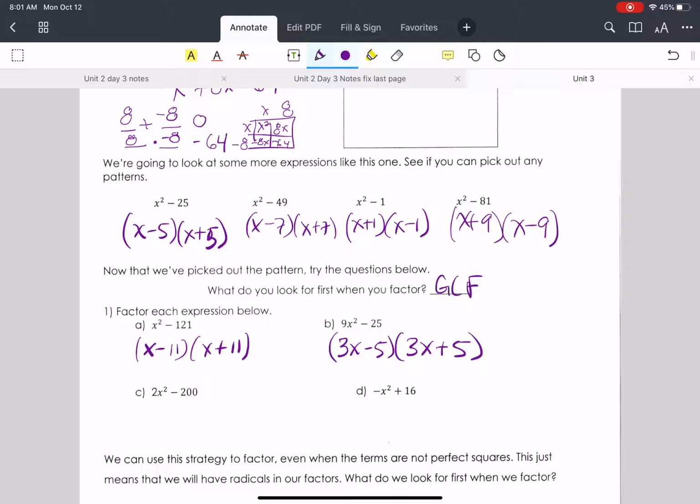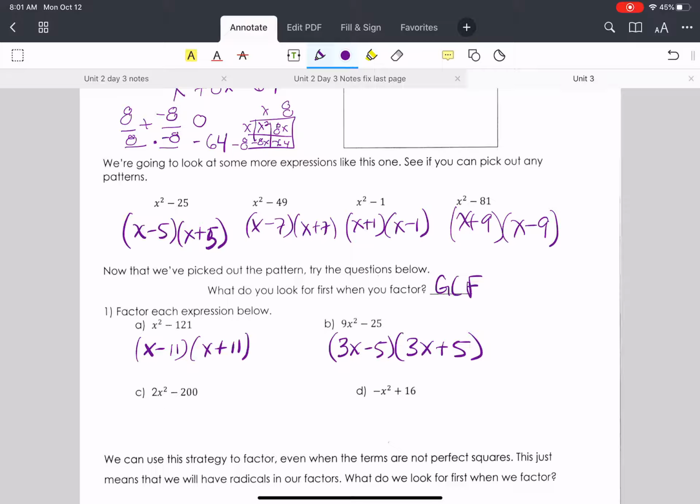3x minus 5, 3x plus 5. You don't have to write this out. I'm just showing you that it works. So I end up with 3x times 3x, so that's 9x squared minus 15x plus 15x minus 25. Look, these are going to add to 0, right? These cancel, so I'm just left with the 9x squared minus 25. Okay? Are there questions on that?